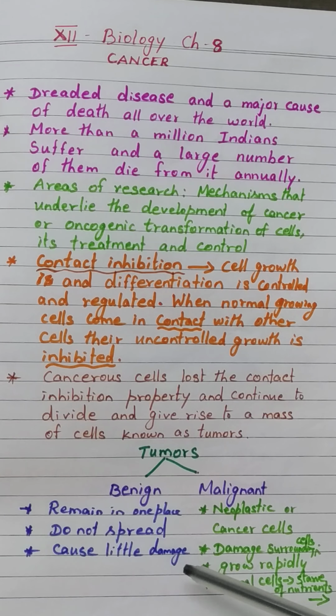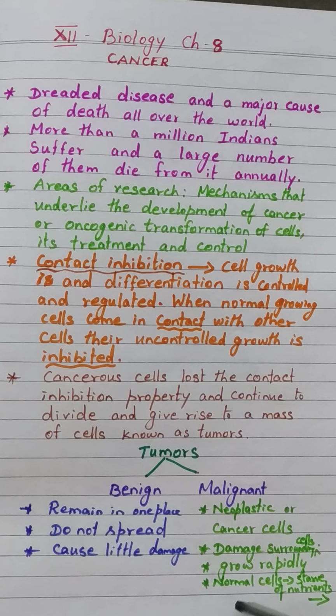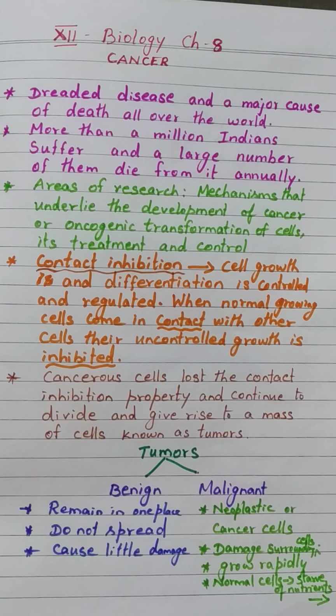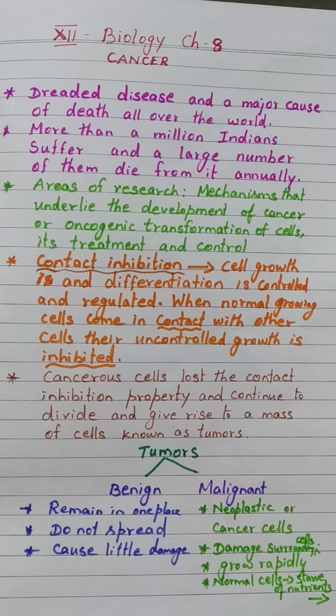These cells grow very rapidly, invading and damaging the surrounding normal tissues. As these cells actively divide and grow, they also starve the normal cells by competing for vital nutrients. They take away the nutrients, and so other normal cells starve. They won't get nutrients.